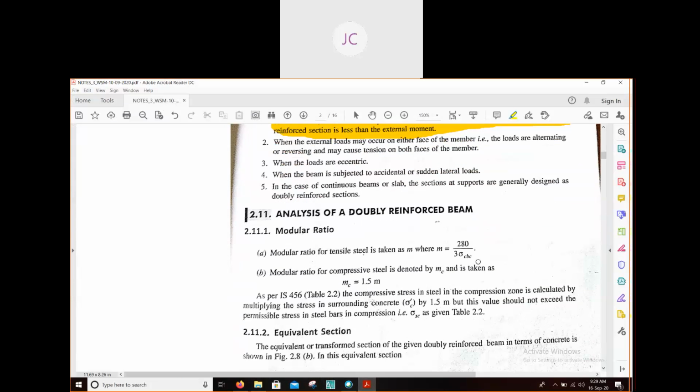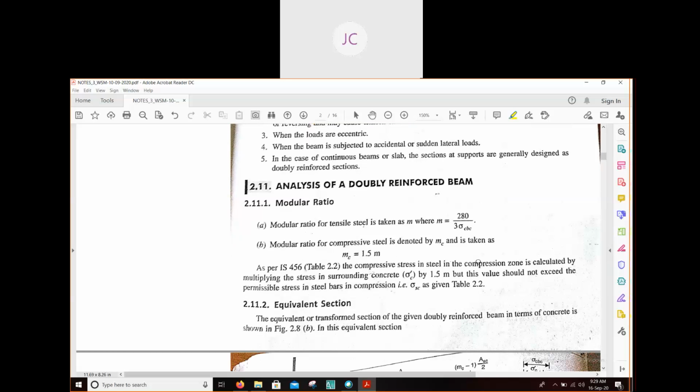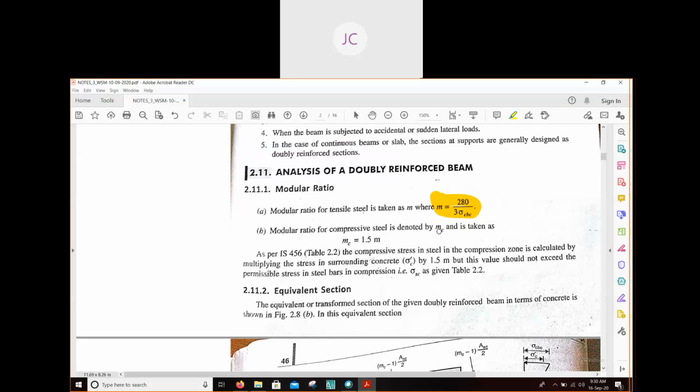Now you can see we have to know how to analyze the W reinforced beams. First our aim will be to find out the modular ratio, and the formula is the same as for single reinforced beams. In this W reinforced beam, we have reinforcement both in the tension side as well as in the compression side. So the modular ratio for tensile steel will be the same. You can see the formula which we have used so many times, M equal to 280 divided by 3 sigma CBC. This is the modular ratio for tensile steel.